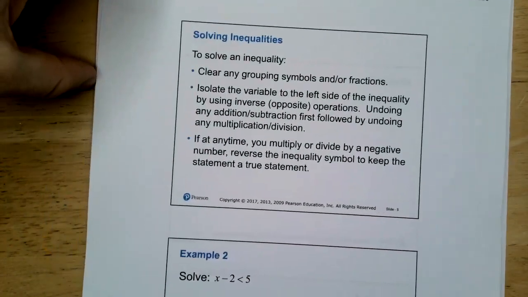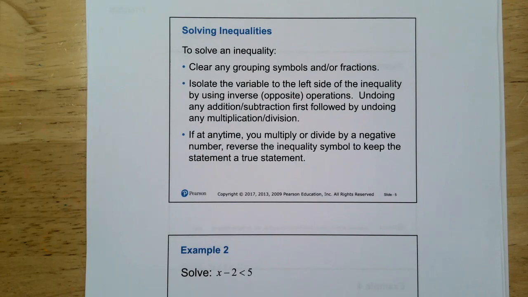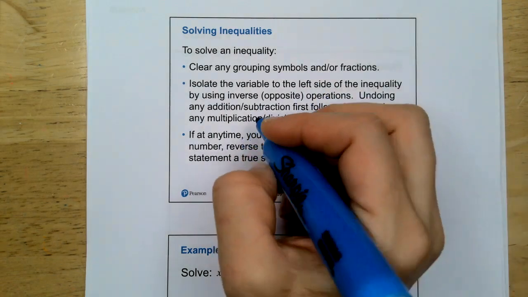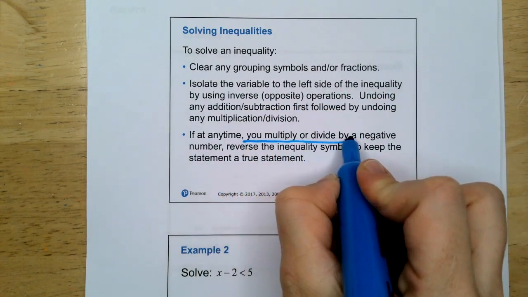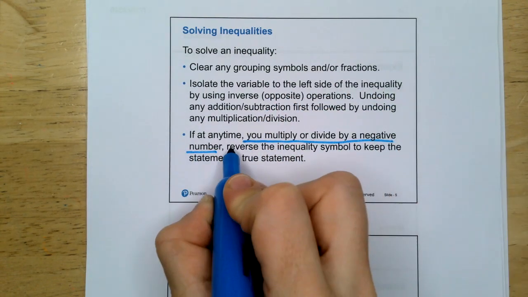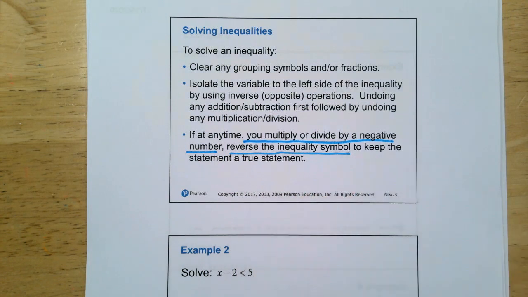To solve an inequality, clear the grouping symbols, clear the fractions, and isolate the variable to the left of the inequality using opposite operations, undoing addition or subtraction first, followed by undoing multiplication or division. The only difference between an inequality and an equation when you're solving is if you multiply or divide by a negative number, you have to reverse the inequality symbol, or else it will no longer be a true statement. Okay?